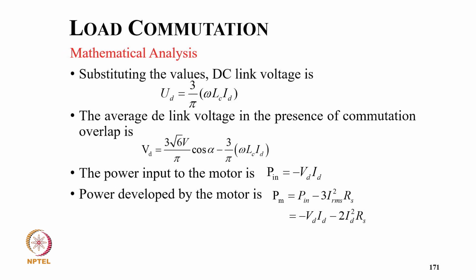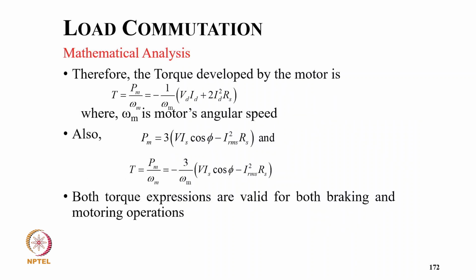So substituting value, the DC link voltage UD equal to 3 upon pi omega LC ID. So average DC link voltage in presence of commutation VD equal to 3 root 6 V upon pi cos alpha minus 3 upon pi in bracket omega LC ID, and the power input to the motor is Pin equal to minus VD ID, and power developed by the motor is PM equal to Pin minus 3 IRMS square RS, or equal to minus VD ID minus 2 ID square RS.